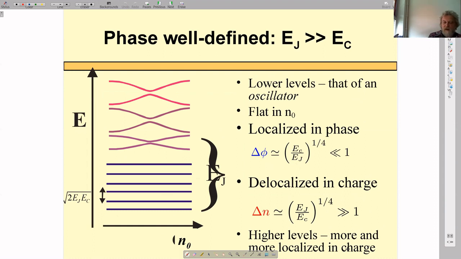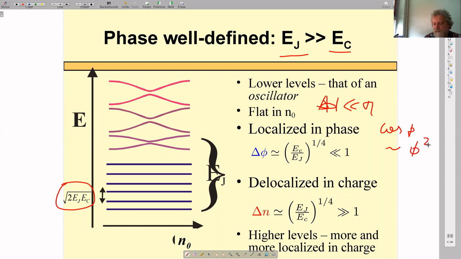Another situation is the opposite, of big Josephson energy. It would be enough for me to say that in this situation, the states of the island are very similar to the states of an oscillator. How come? In this case the phase is small. So instead of the cosine, I would have something proportional to phi squared, and the Hamiltonian would be a Hamiltonian of an oscillator.